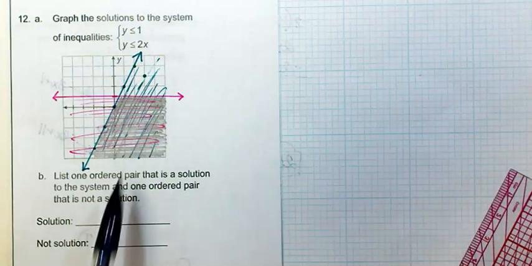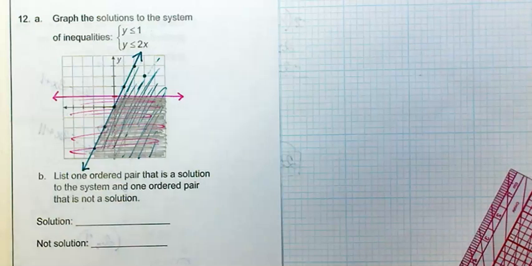Okay, because for a solution, we've got to make both of those inequalities true. All right, so just pick something, and there's really not anything else to do.